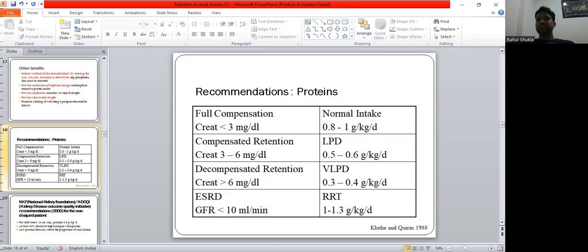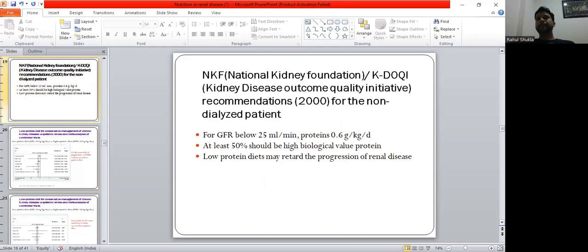At the stage of end-stage renal disease, if renal replacement therapy is initiated, then as we know, because of dialysis there is excess protein loss, so we need to supplement extra protein. Here the protein intake is around 1 to 1.3 gram per kg per day. The National Kidney Foundation has recommended that for GFR below 25, the protein intake should be 0.6 gram per kg per day, and at least 50% of this protein should be of high biological value, and a low protein diet because it has been found in several studies that it may retard the progression of kidney disease.